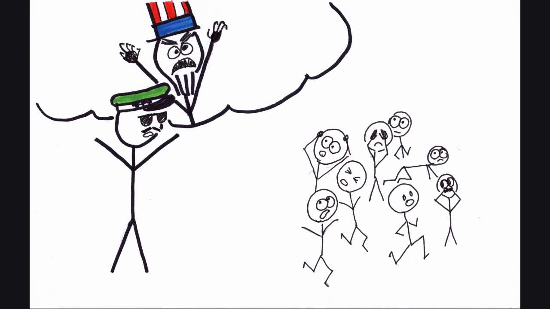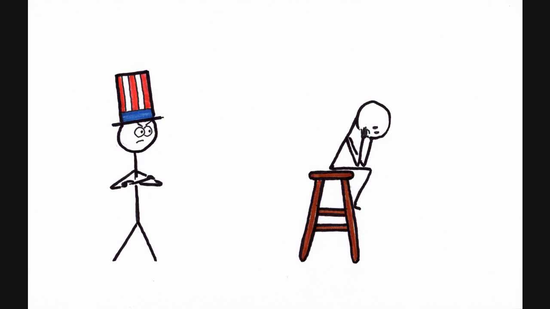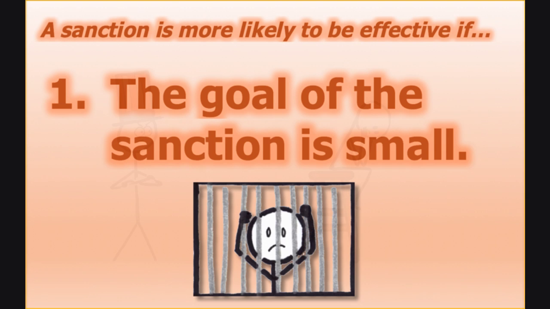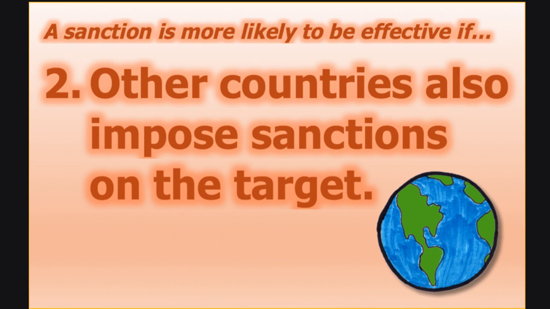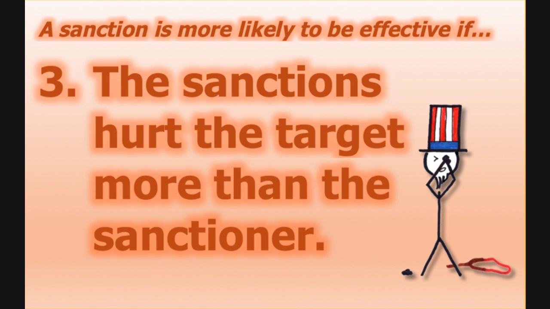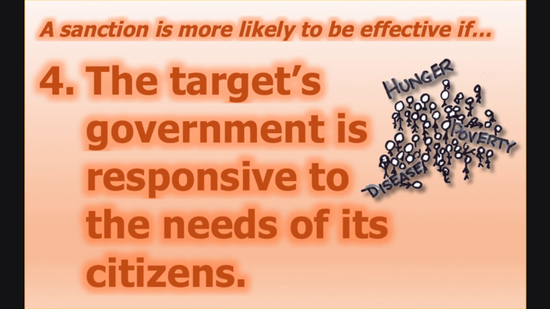What can we conclude about economic sanctions? Sanctions are trade restrictions intended to punish a target country until it alters its behavior. The end goal of the sanctions, that is, actually changing the behavior, is most likely to be achieved if, one, the goal is small, two, other countries join in sanctioning the target, for example with a United Nations sanction, three, the sanctions are more damaging to the target than they are to the sanctioner, and four, the target's government is responsive to the needs of its citizens.